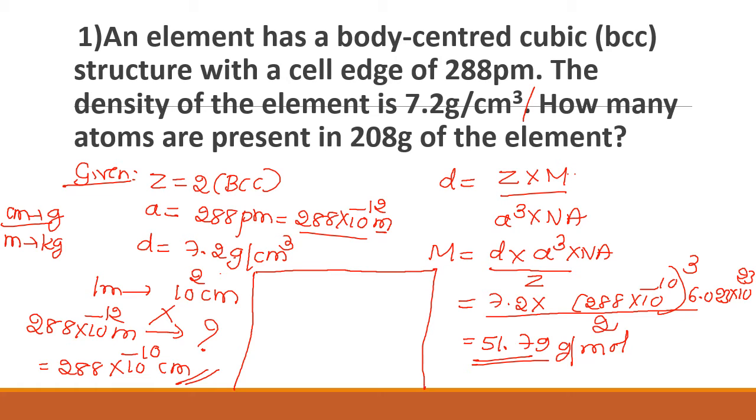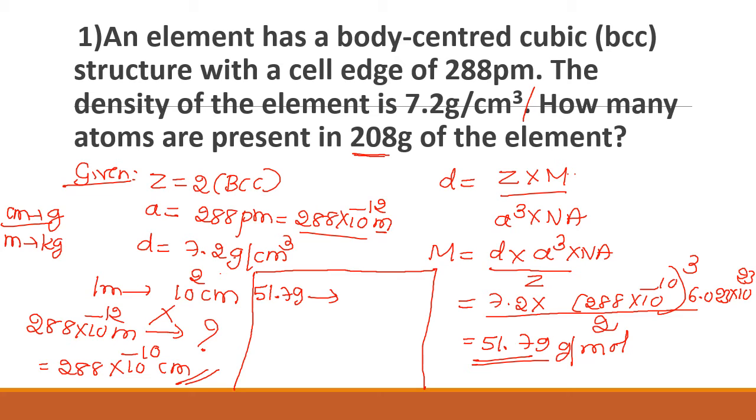See here, we need to find out the number of atoms present in 208 gram of the element. Whatever molar mass you got, that is 51.79 gram per mole. You know that 1 mole always contains Avogadro number of atoms. So we can write like this: 51.79 grams is equal to 1 mole of any substance. Which substance? Any element is given. We don't know the element it is, so let it be.